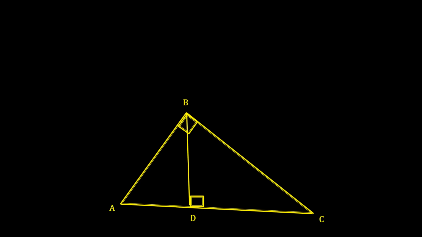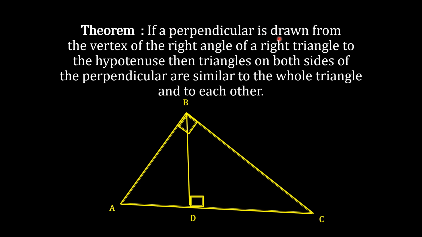Let's try to put this property in words. If a perpendicular is drawn from the vertex of the right angle of a right triangle to the hypotenuse, then the triangles on both sides of the perpendicular are similar to the whole triangle and to each other. We can prove this as we did in the previous slide, or we can apply this property wherever it is needed, wherever it is given that a perpendicular is drawn from the vertex containing the right angle. Okay, so let's move to the very important theorem.